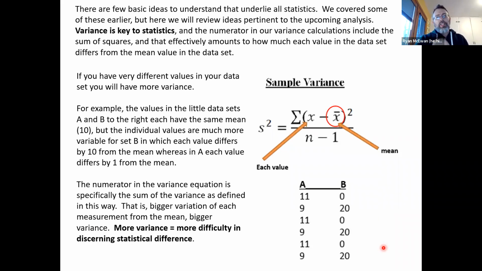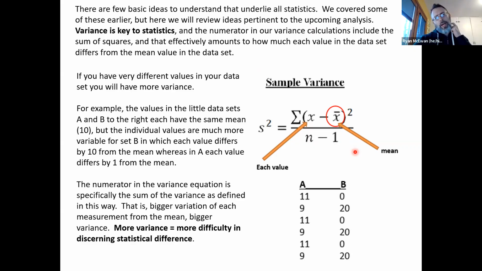There are a few basic ideas that underlie all statistics, which I have told you about already, but I'm going to give it to you yet again. We covered some of these earlier, but here we will review pertinent ideas to the upcoming analysis. Variance is key to statistics. And the numerator of our variance calculation includes the sum of squares, which I've described before.